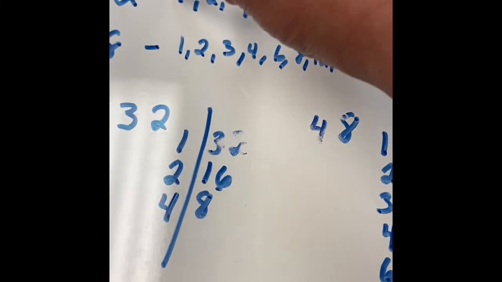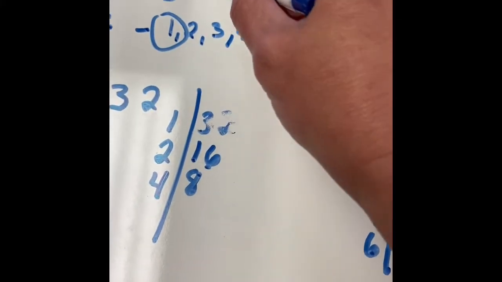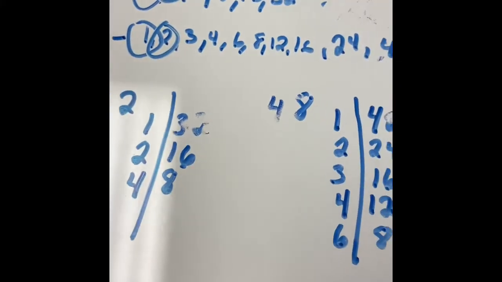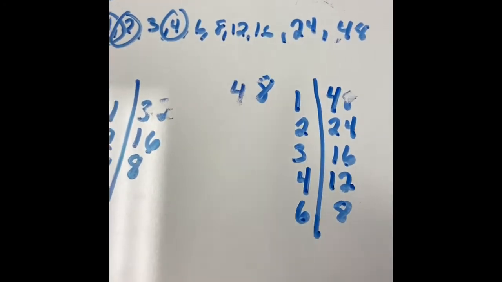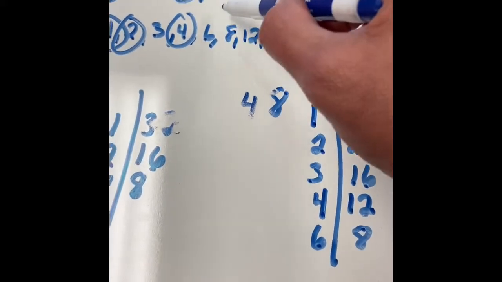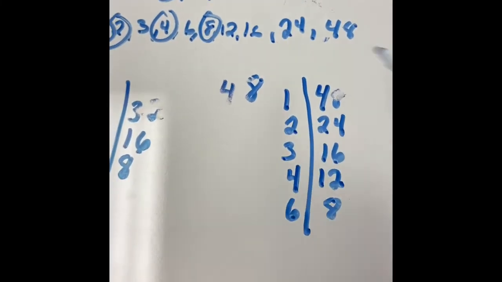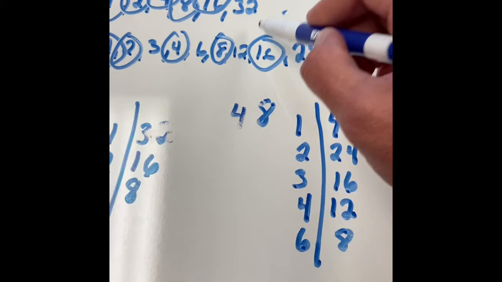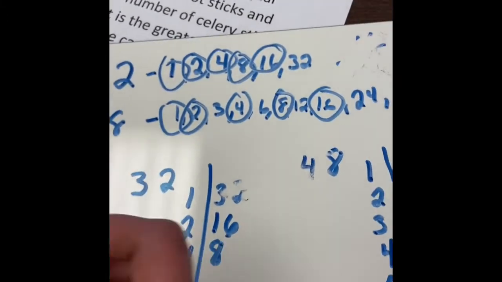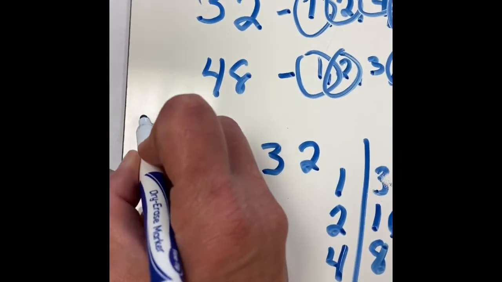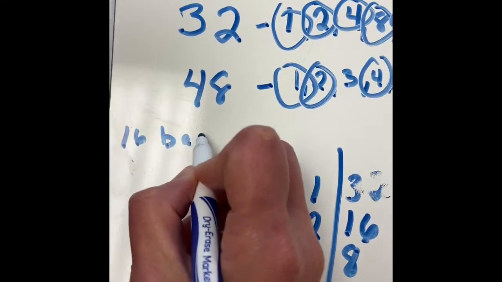We have 1s in common. We have 2s in common. We have 4s in common. We have an 8 in common. We have 16 in common. So the greatest amount of bags that we can have would be 16 bags.